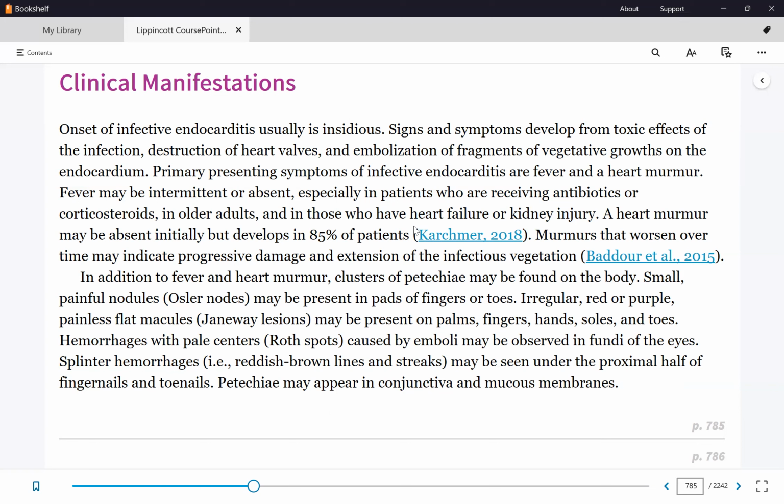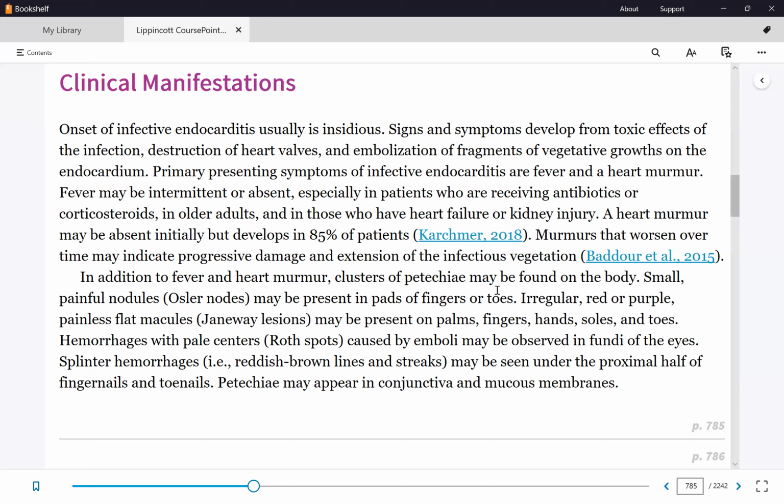So these patients, because they have damage to the valve from those vegetations created by the bacteria, will have a murmur. It will eventually damage the heart valve, and therefore they either get a new murmur if they've never had a murmur before, or if they had a murmur, further damage will cause a change in their existing murmur. So that's the first one.